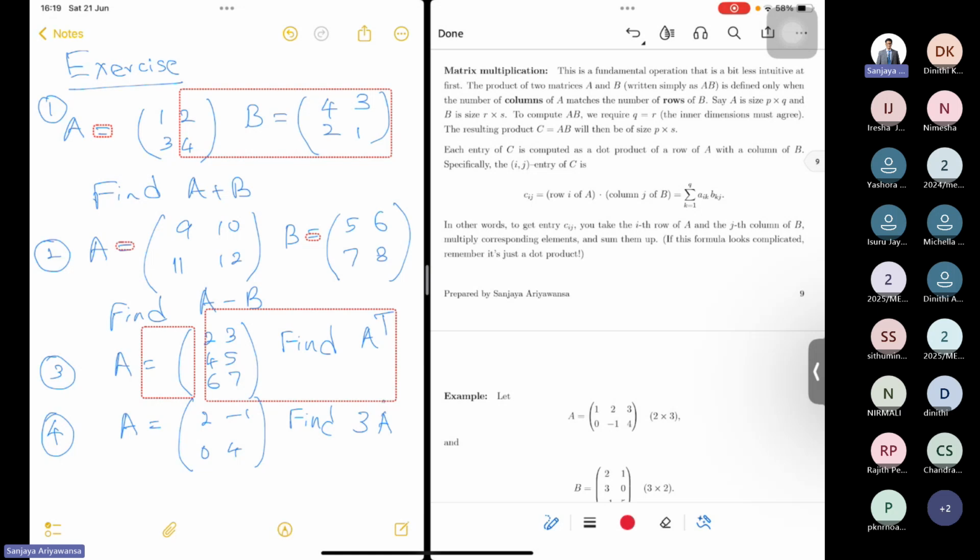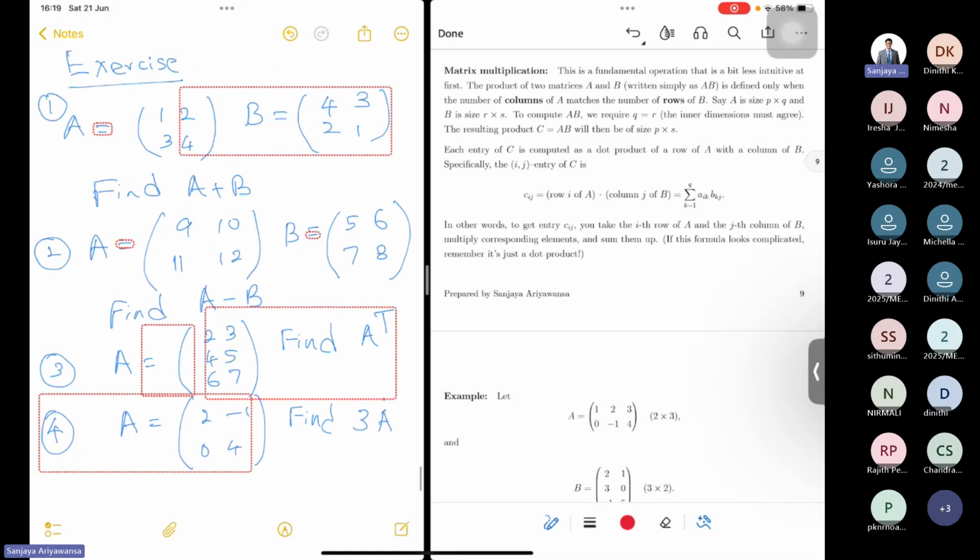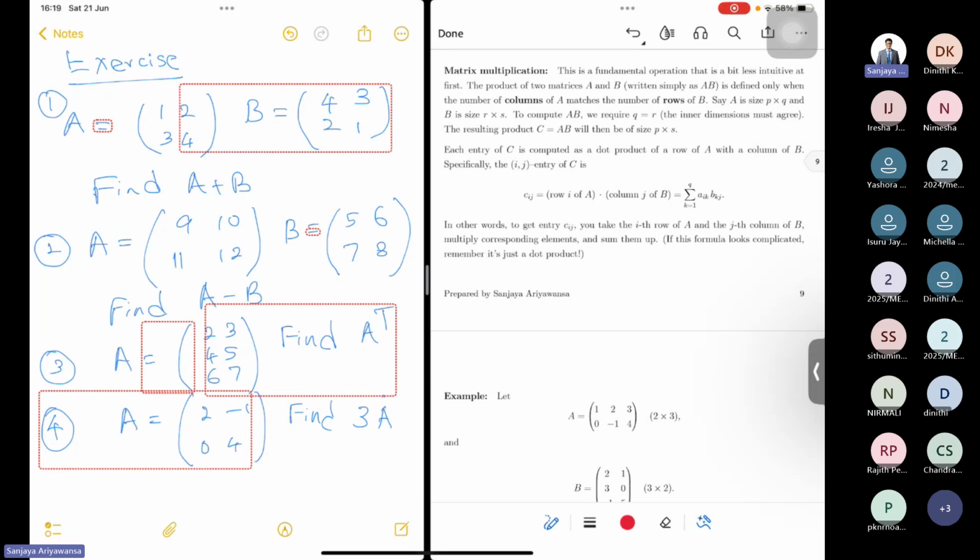I would like you all to try these 4 exercises. I've given 4 very simple exercises in matrices. The first one is matrix addition between 2 square matrices, both 2 by 2. The second one is matrix subtraction, again 2 by 2 square matrices. The third one is to find the transpose of the given matrix, and that matrix is a 3 by 2 matrix. The fourth and final one is a scalar multiplication of matrices. So just see whether you can do these 4 exercises.